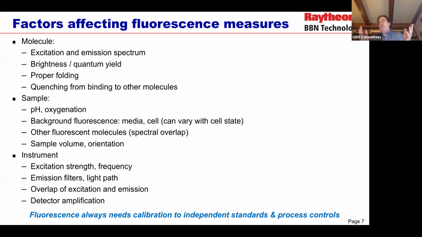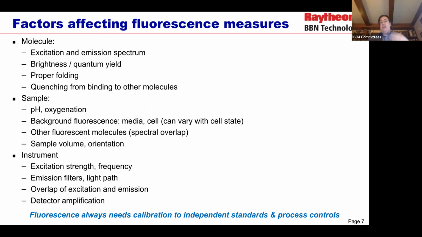Also, not only is fluorescence coming out of your fluorescence molecules, it's coming out of the media. Some media are very fluorescent, some media not so much. And it may come out of the cell, and it may vary with cell state. For example, a lot of cells turn more red as they get stressed and unhealthy and start dying. So they'll start fluorescing red. Those spectrums are big and broad. So if you're using more than one fluorescent molecule, their spectrums can overlap, and we need to disentangle that.